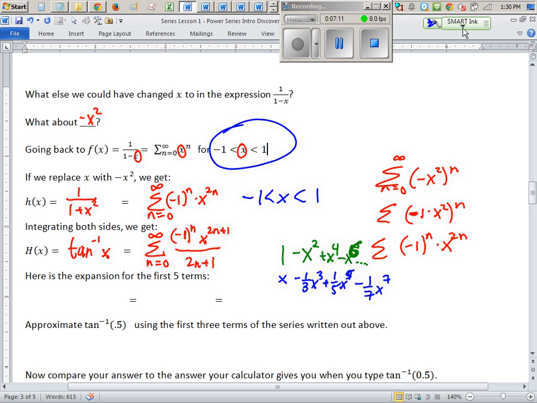Now we have a way to approximate arctan of something. Brand new formula. This is a third takeaway for today. This is called a Maclaurin series or a power series expansion for arctan. Okay? It's called a power series of arctan. So box it, it's a takeaway.